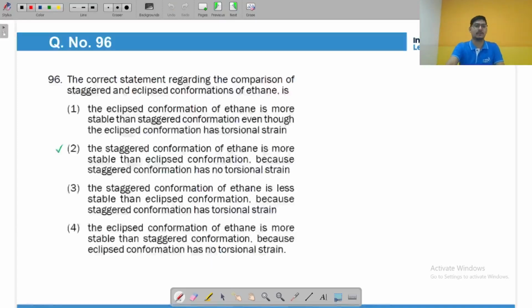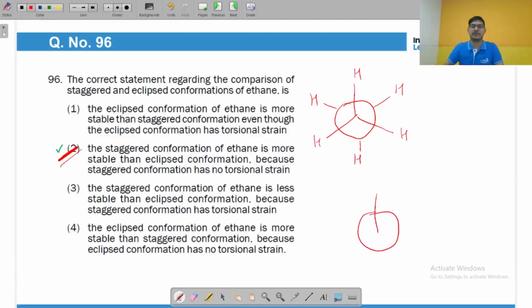Okay. The correct statement regarding the comparison of staggered and eclipsed conformations of ethane is, of course, this one, because in staggered conformation, the dihedral angle is maximum. This is the staggered conformation. So the torsional strain is minimum. And in eclipsed conformation, the meaning of the word eclipse, the substituents are right behind each other. So here, of course, the torsional strain is maximum. So this is the correct answer.